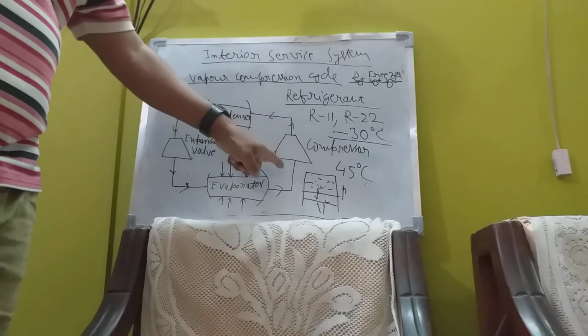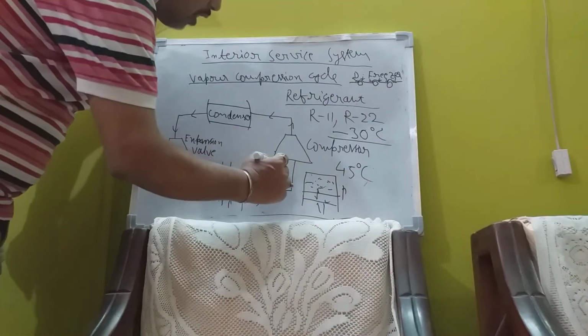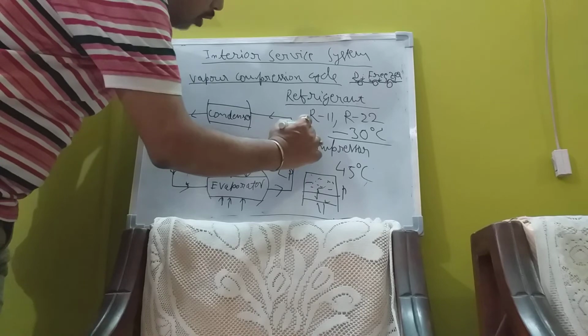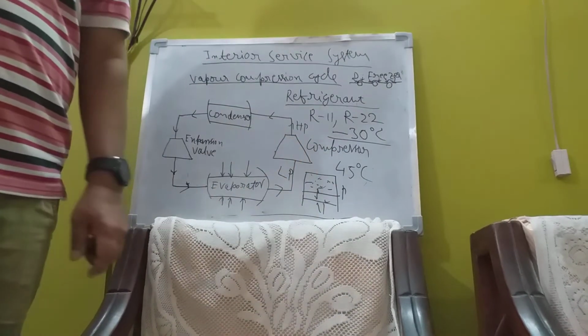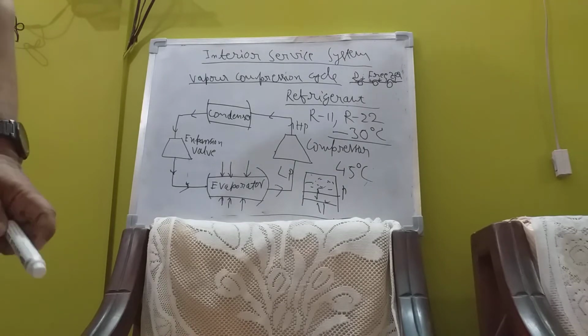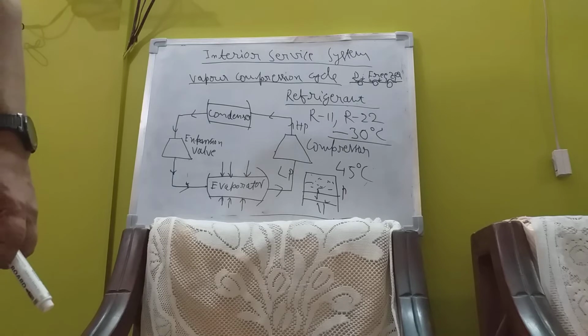So what happens? The low pressure refrigerant gets converted to high pressure because it is being compressed. कोई भी चीज आप कंप्रेस करते हो तो उसका वॉल्यूम कम होता है, उसका प्रेशर बढ़ जाता है. Compression, a good example is when you fill up your tires with air.